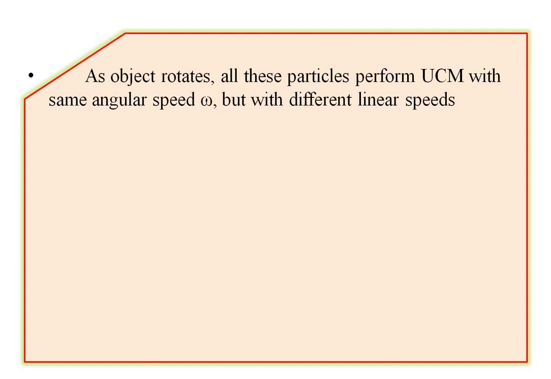As the object rotates, all these particles perform uniform circular motion with the same angular speed but with different linear speeds. We know very well the formula for the linear speed, that is v is equal to r into omega. So for the first particle, the relation is v1 is equal to r1 into omega. For the second particle, v2 is equal to r2 into omega. There are a large number of particles, so the last particle has linear speed vn equal to rn times omega.